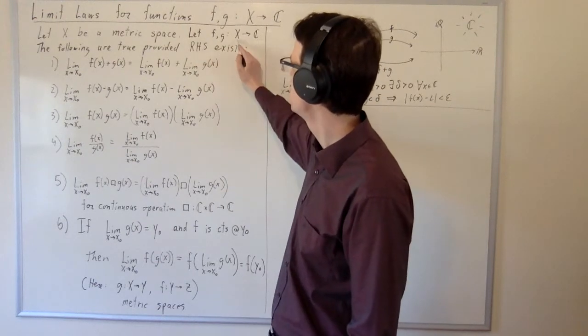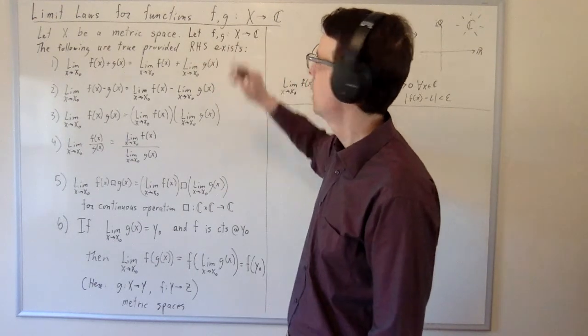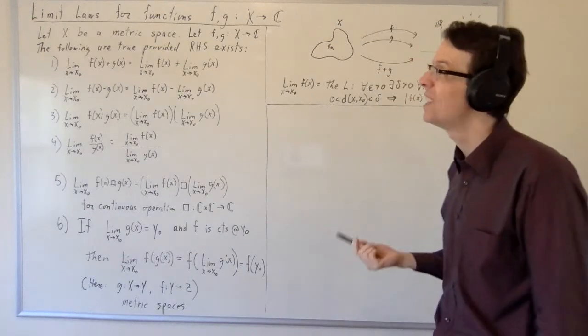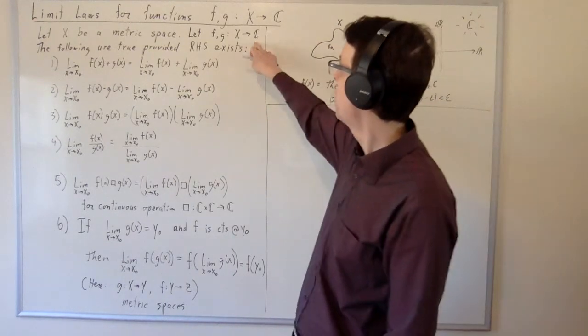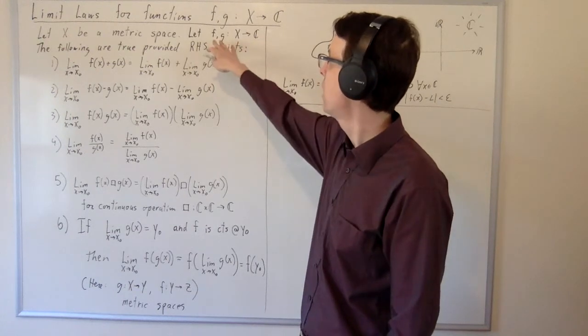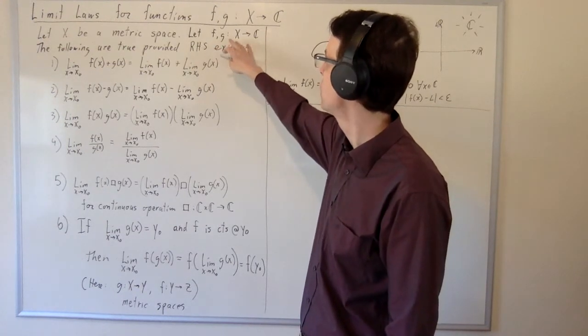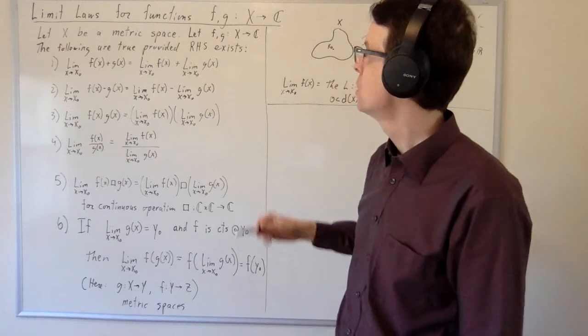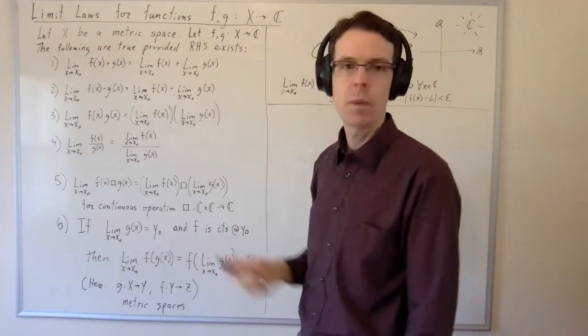We have functions whose domain is an arbitrary metric space and whose range is the complex numbers because we're interested in complex analysis. I want to point out, because the real numbers are a subset of the complex numbers, this includes the case that f and g might map from any metric space into the real numbers as well. So here we have 4 arithmetic limit laws.